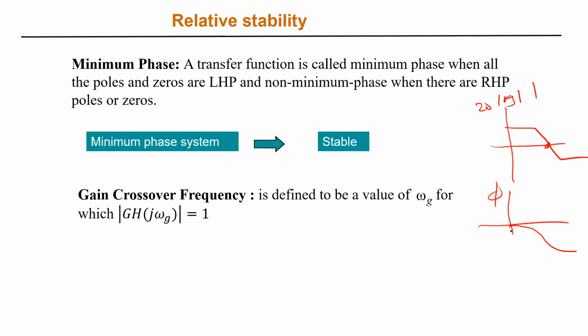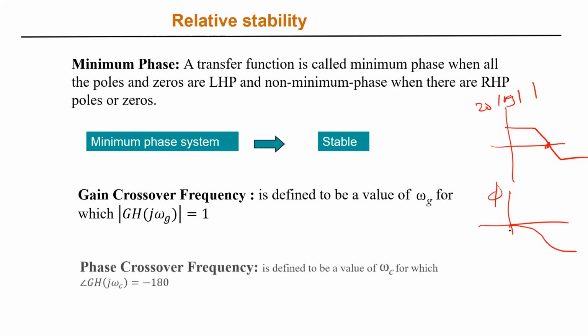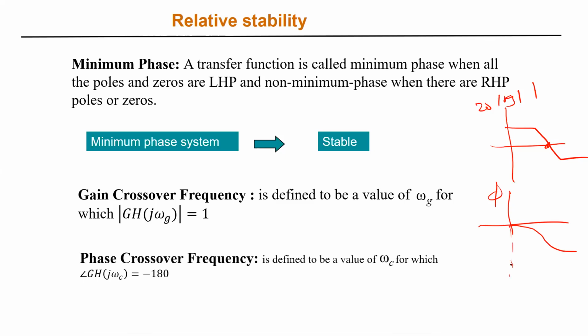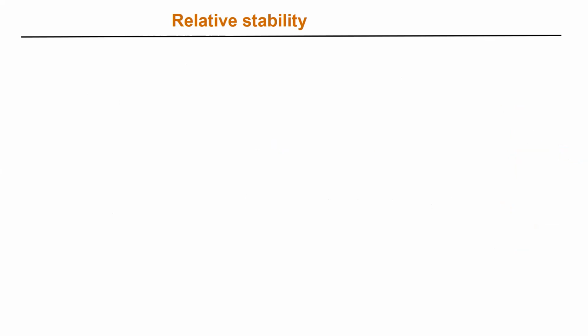The phase crossover frequency is at minus 180. So basically, let's say this is the minus 180. I will take the intersection here and read the frequency. So look, finding the gain margin and phase margin, if we have the Bode plot ready, is very simple.